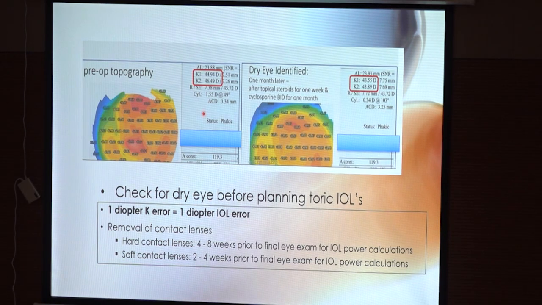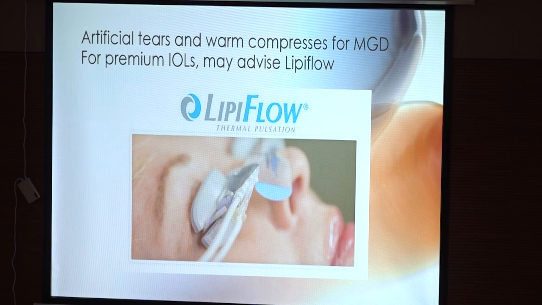So we should always check dry eye before planning, especially toric IOLs. 1 diopter of keratometry error can lead to around 0.9 to 1 diopter of IOL error. And we should always remove the contact lenses well in advance before doing biometry. So hard contact lenses around 4 to 8 weeks prior we should remove, and soft around 1 to 2 weeks. Artificial tears and warm compresses can also be given for MGDs, which might also disrupt the tear film and hence the ocular surface. And for premium IOLs, we might advise LipiFlow.